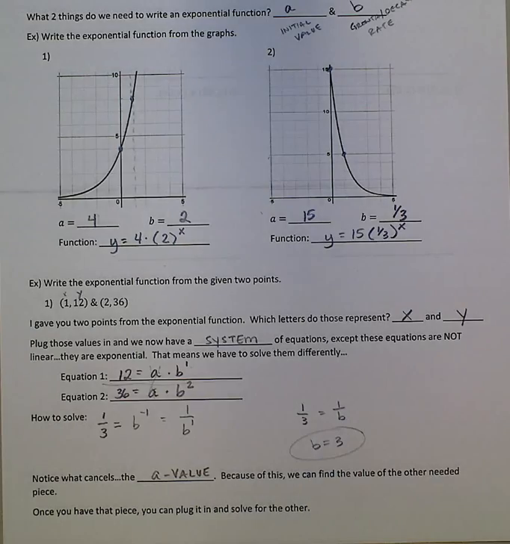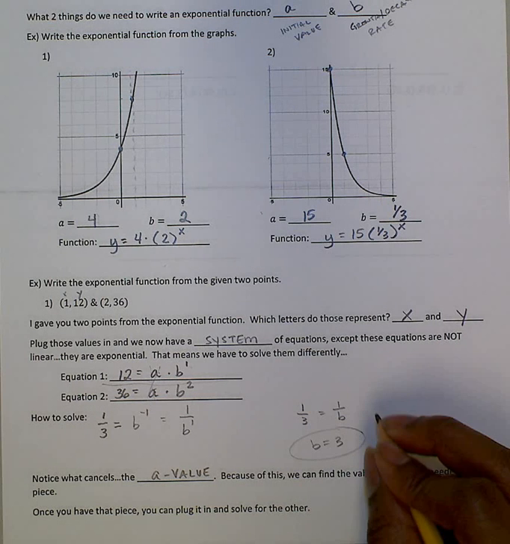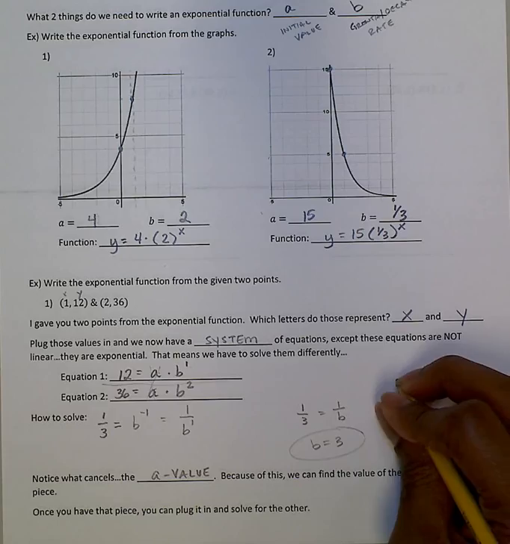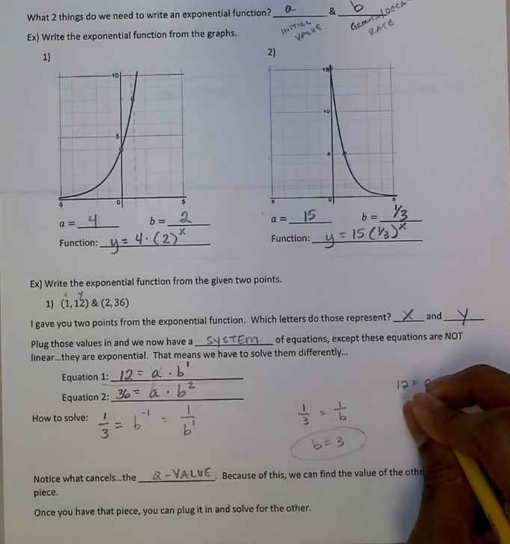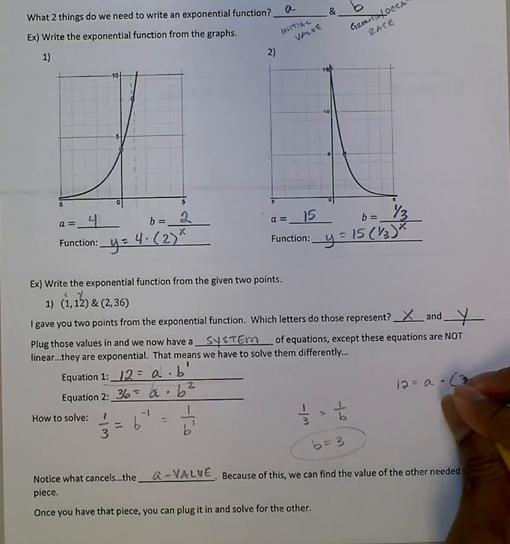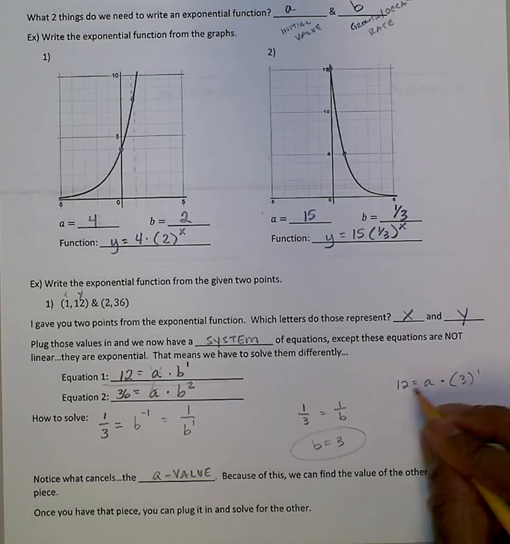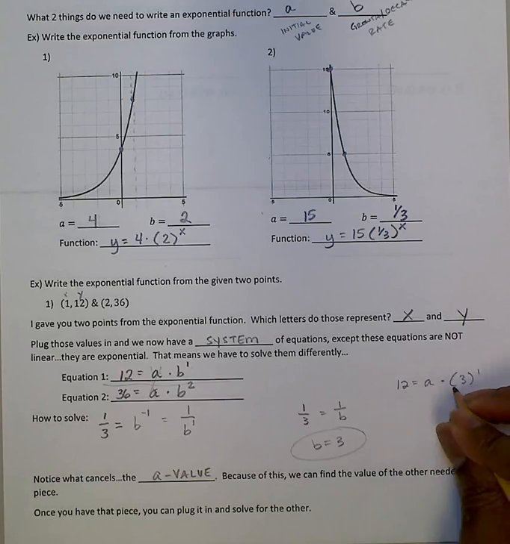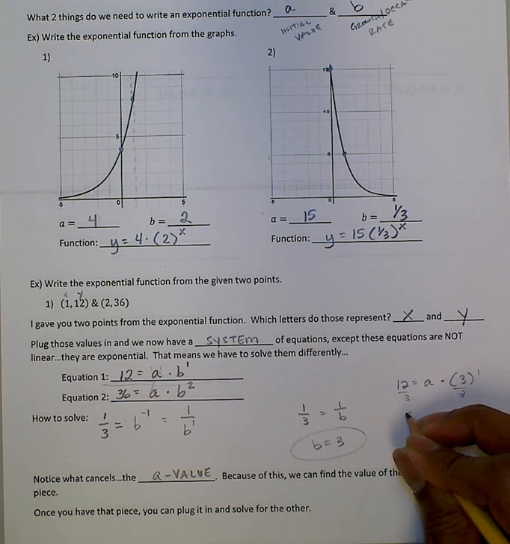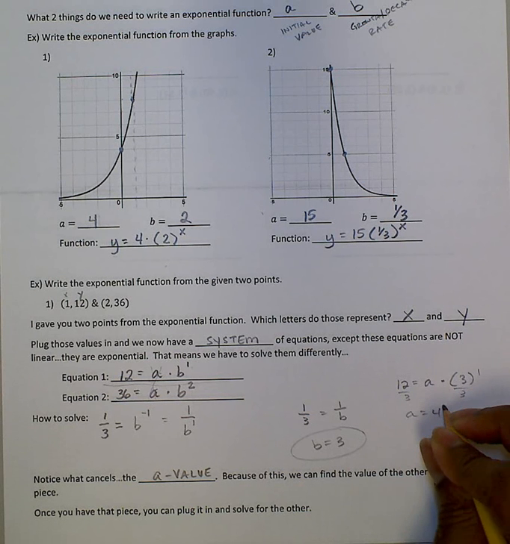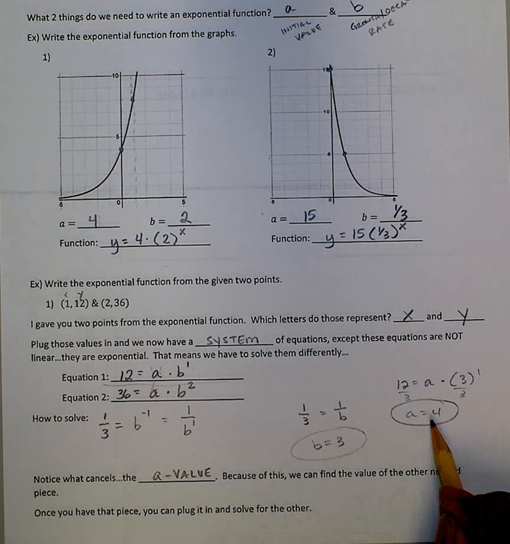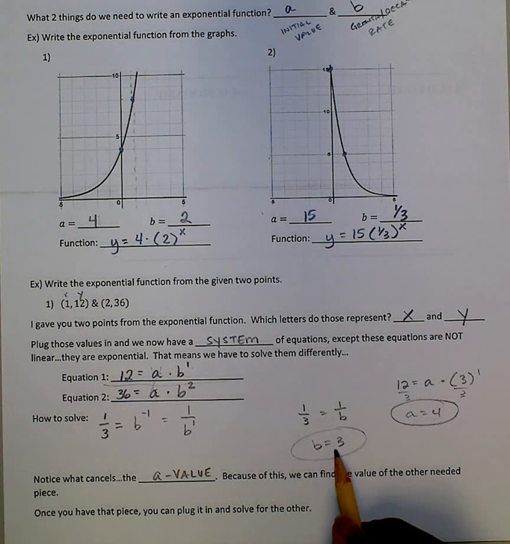Now that we know our growth rate, we can plug that back in and we can solve for a. So I'm going to plug this back in. I have 12 equals a times 3 to the 1. And now 3 to the 1 is just 3. I'll divide both sides by 3. And a will equal 4. So our initial value is 4. Our growth rate is 3.